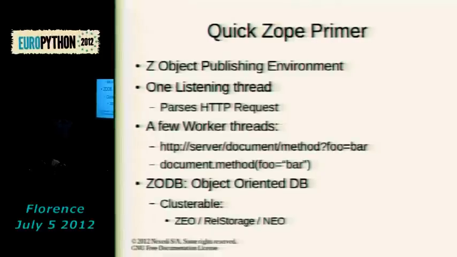Zope uses the worker model. It launches one thread that keeps listening to the socket, and a few other worker threads. When the listening thread parses the incoming request, it hands it to one of the worker threads. The worker thread goes and does its work and returns a result. In Zope specifically, what these worker threads do is they turn your HTTP request into a method call, like that. Document method foo equals bar, which is very convenient for development.